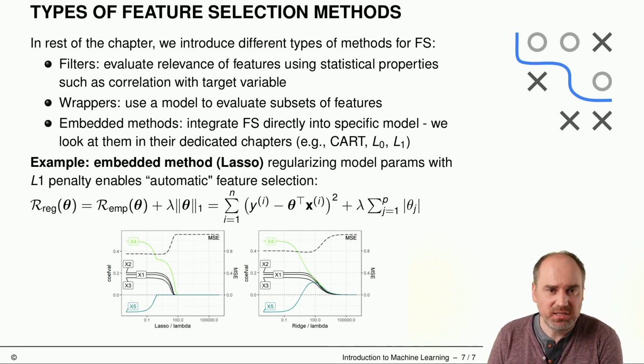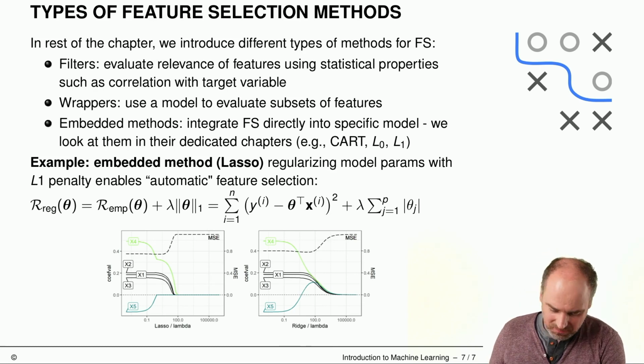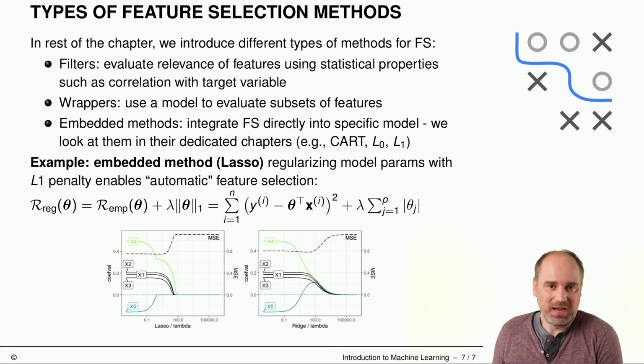And then there are embedded techniques. With embedded, we just mean that the feature selection is somehow directly baked into a specific model. So maybe remember again how decision trees work. They already perform some internal feature selection. Or we've also discussed already things like L1 or L0 penalties, so the lasso, or I don't know a better term for L0. I won't go through this in this chapter because this is pretty specific to how these models work.